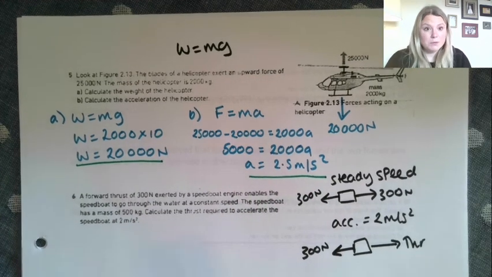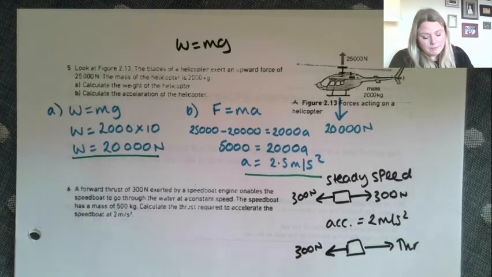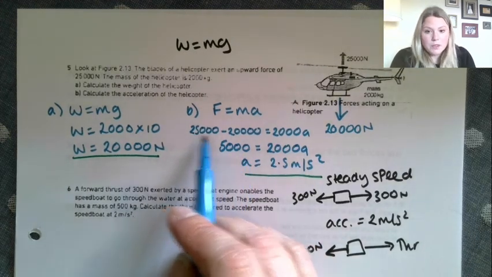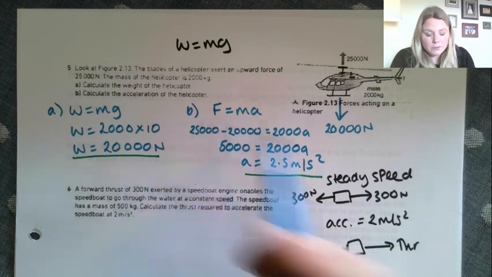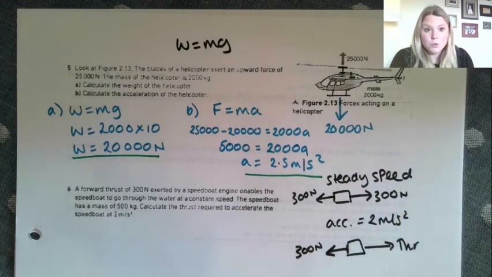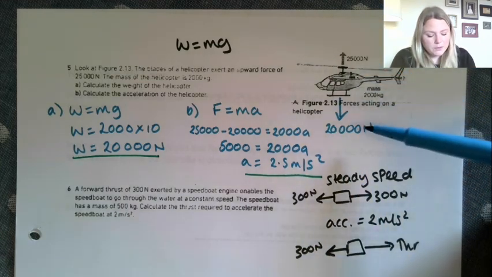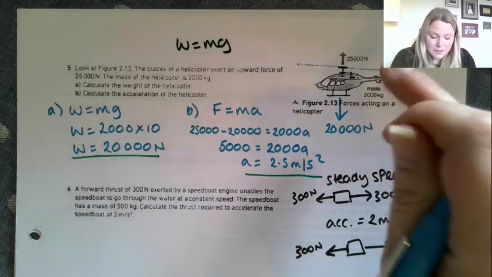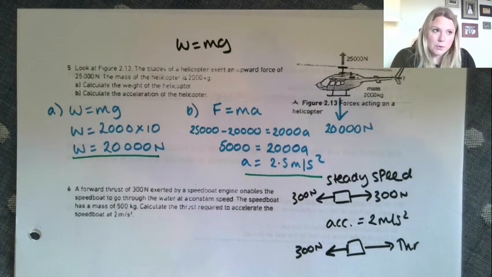Okay, so the most common mistakes that I saw were people either just putting in the 25,000 here for F because you forgot about this weight force, or a few people subtracted the mass from the 25,000 as opposed to the weight. So just be super careful with that.